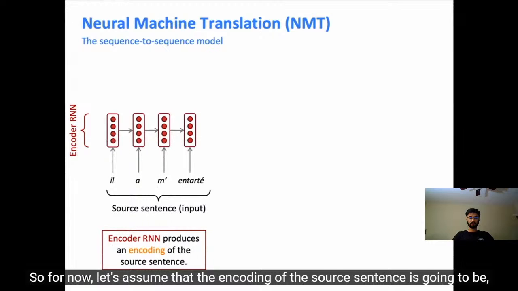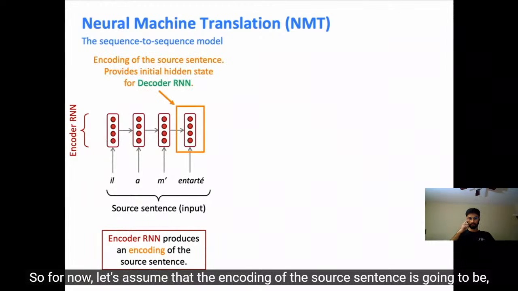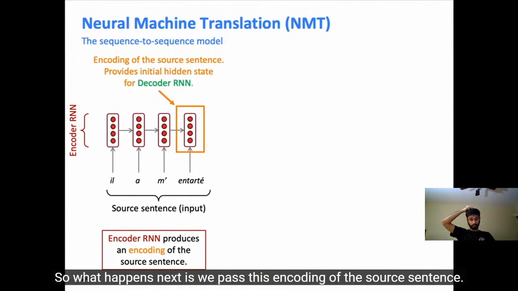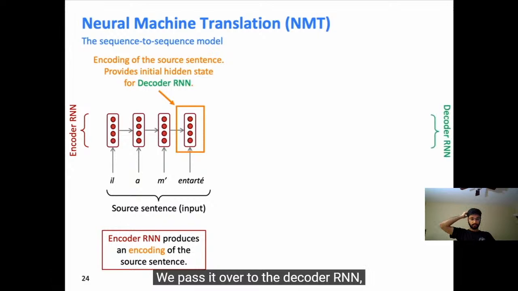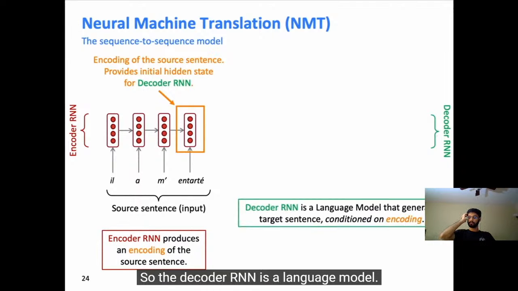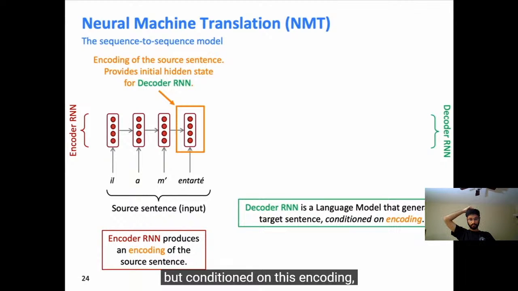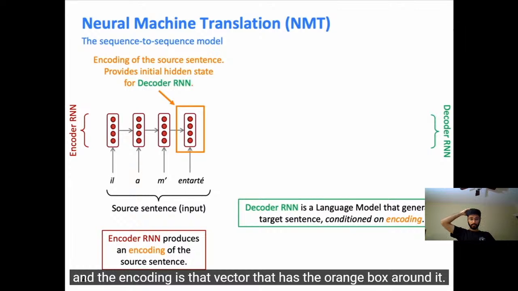So for now, let's assume that the encoding of the source sentence is going to be the final hidden state of this encoder RNN. So what happens next is we pass this encoding of the source sentence over to the decoder RNN, which is going to translate into English. So the decoder RNN is a language model. In particular, it's a conditional language model, like we talked about last time. So it's conditional because it's going to produce the target sentence, but conditioned on this encoding. And the encoding is that vector that has the orange box around it.